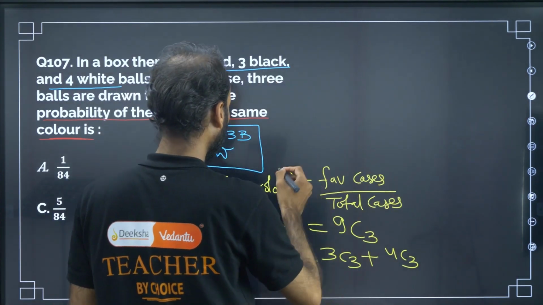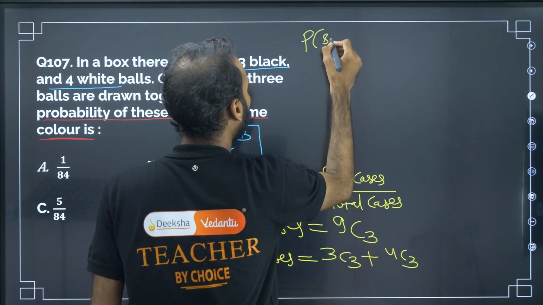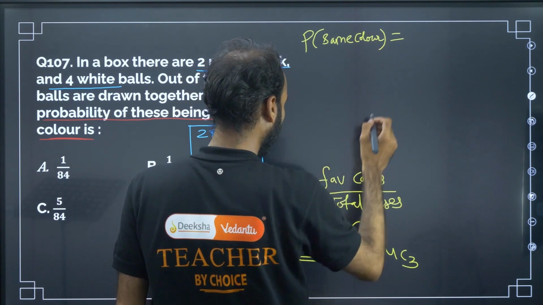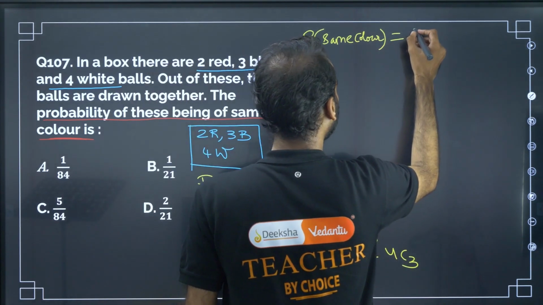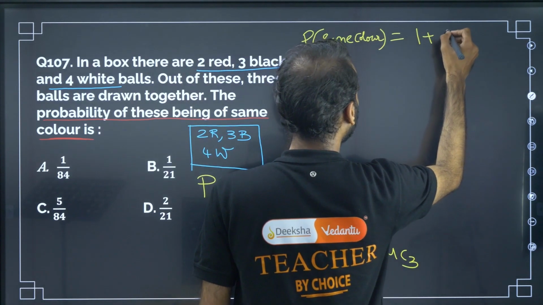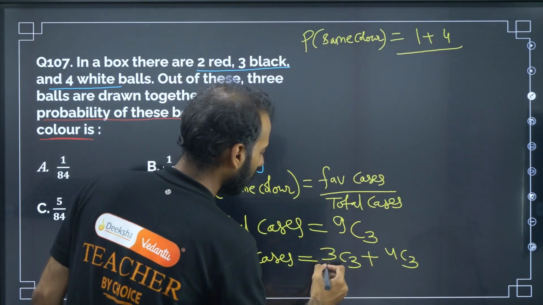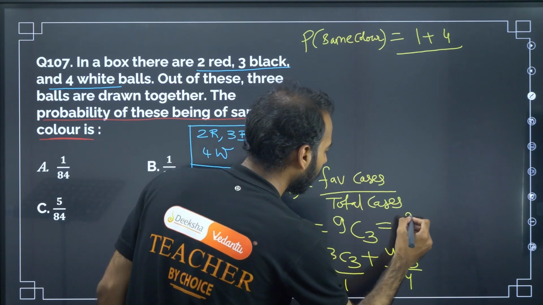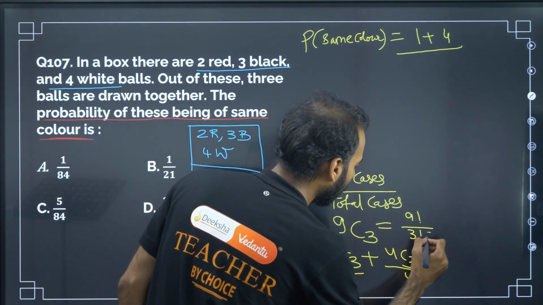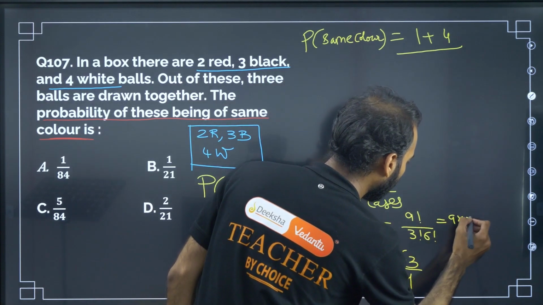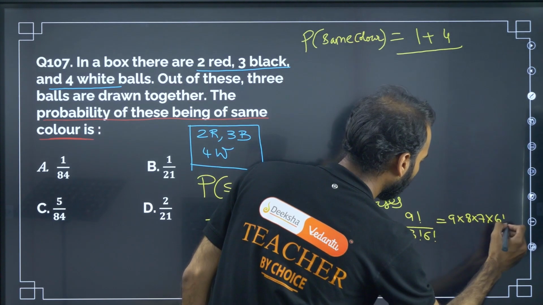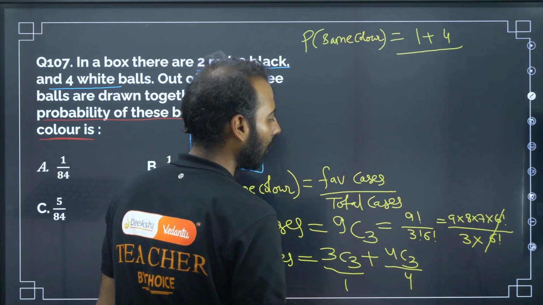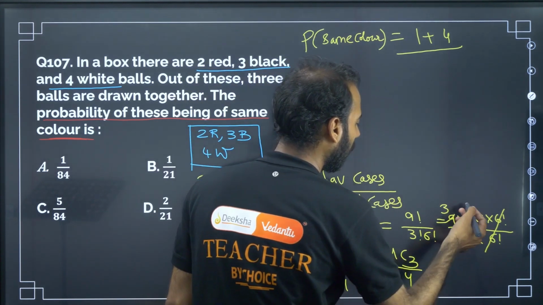Now this question gets transformed to: probability of same color is equal to favorable cases over total cases. Favorable cases is 3C3, which is 1, plus 4C3, which is 4. Total cases is 9C3, which is 9 factorial by 3 factorial 6 factorial, that is 9 into 8 into 7 into 6 factorial by 6 factorial 3 factorial. 6 factorial gets cancelled. 3 8s are 24.